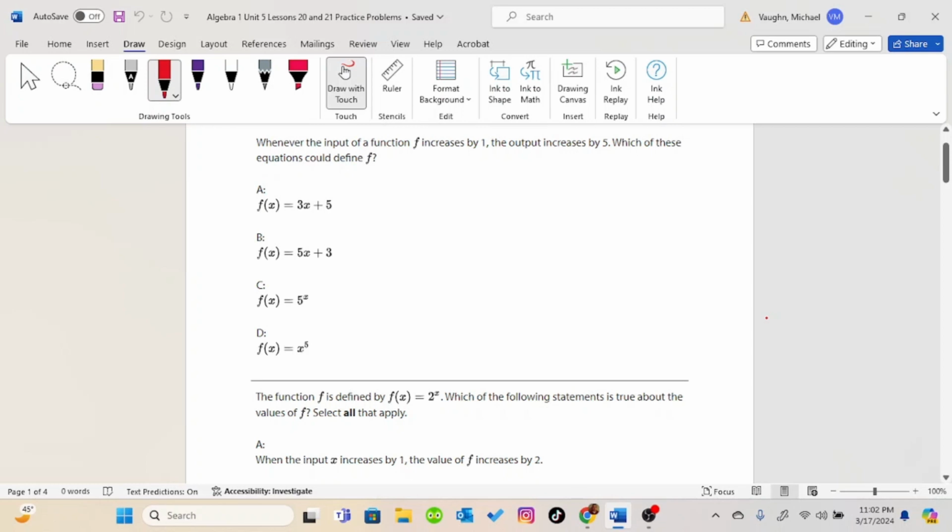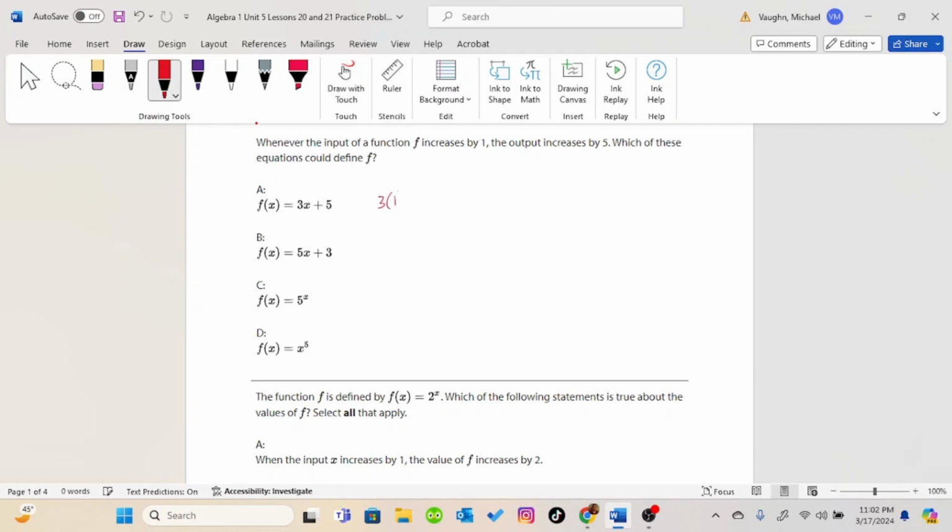Whenever the input of a function f increases by 1, the output increases by 5. Which of these equations could define f? So to do some examples, let's try 1 and 2 for our inputs.